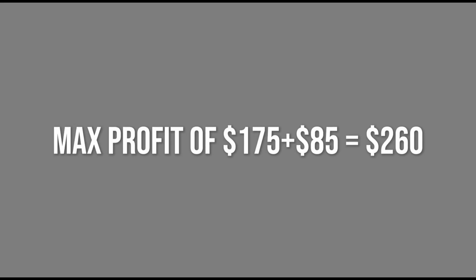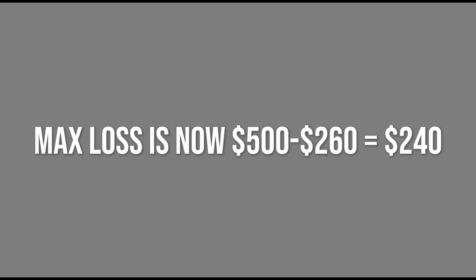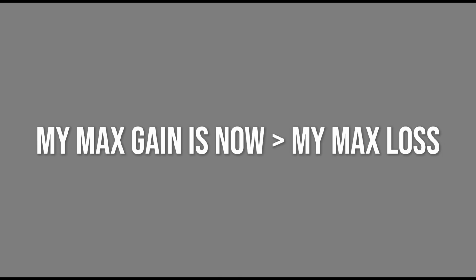So by doing that, I really changed my risk and reward to a max gain of $175 plus 85, right? The put and the bull added together to become 260. And my max loss would end up being around 500 minus 260, which equals 240. By opening up an iron condor, which is both a bull and a put spread, my max gain is now greater than my max loss, which means that no matter if I just let it expire out of the money, right? I didn't do anything, I would actually end up potentially making more money than I would lose money.